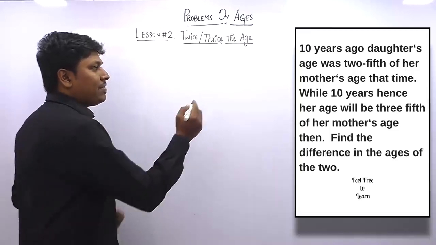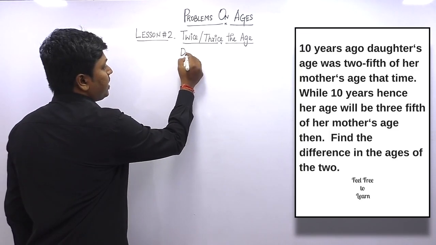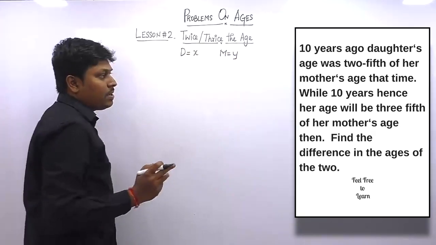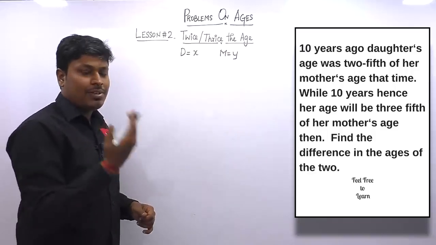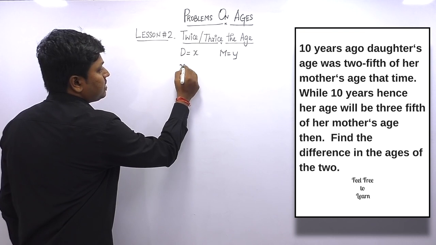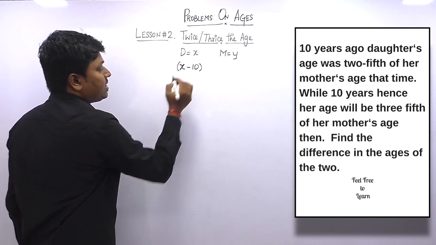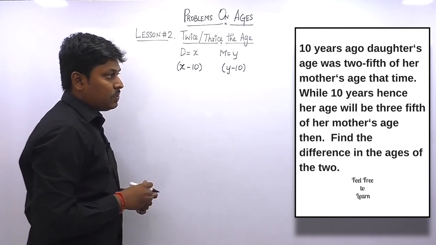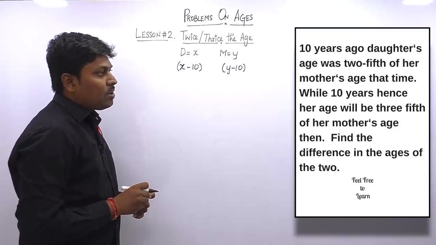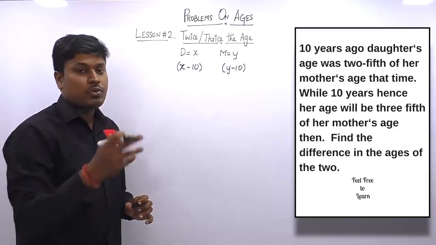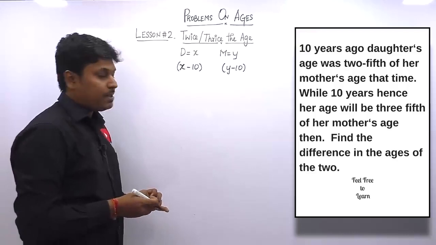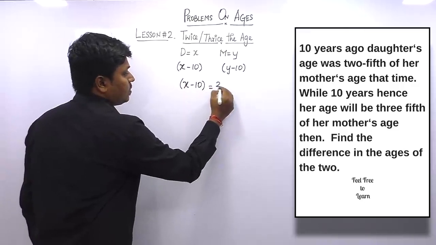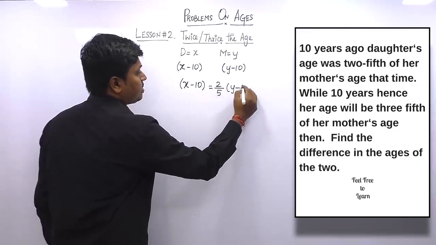So let me do one thing, we can fix the daughter's age and mother's age, right? I am just going to fix the daughter's age as x and the mother's age as y because both ages are unknown. And first point, 10 years ago, right? They are talking about the past. So 10 years ago, the daughter's age will be x minus 10 and the mother's age will be y minus 10. So 10 years ago, the daughter's age was 2/5. The meaning of 2/5 is 2 by 5, right? 2 by 5 of her mother's age. So we can say 10 years ago the daughter's age is 2 by 5 of the mother's age, that is y minus 10.